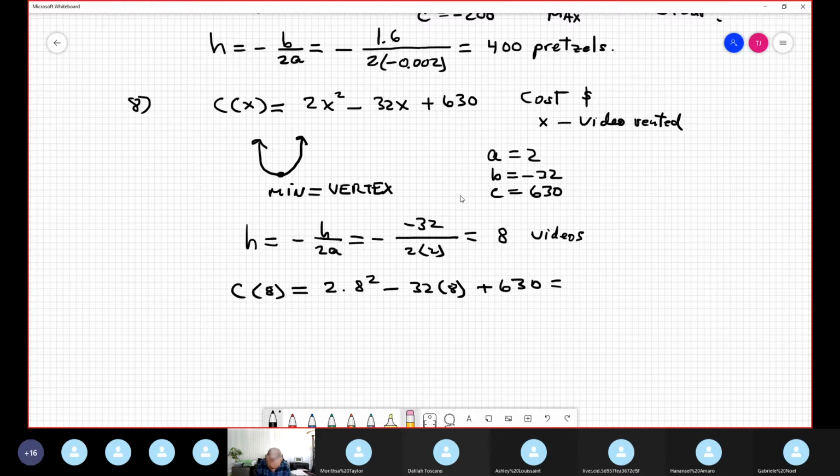You plug it into the original equation, 2x squared minus 32x plus 630, evaluated at x equals 8 videos. Bang, I got it. The answer is 502. Of course, this is in dollars, and this is the answer that they want. So at this point it is (8, 502), because h represents the videos and k represents the money, the cost, which is $502. Any question, guys? Confusing, clear?